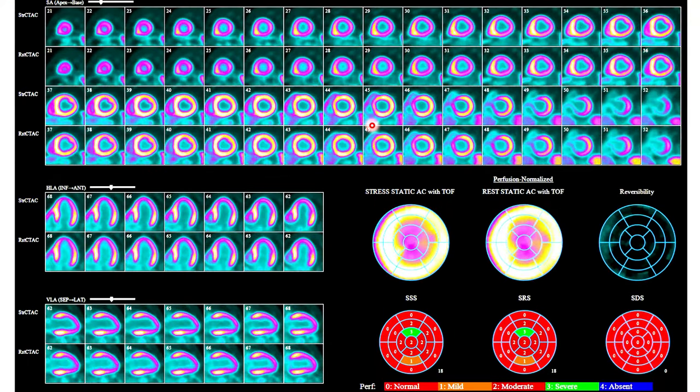So does anybody want to interpret the PET? Any of the general findings?